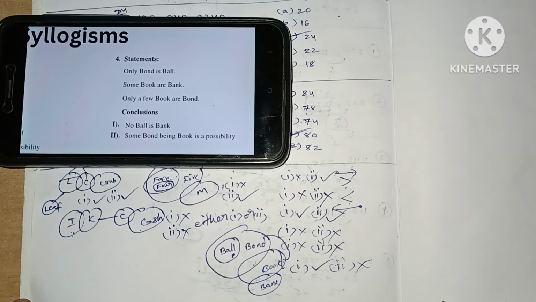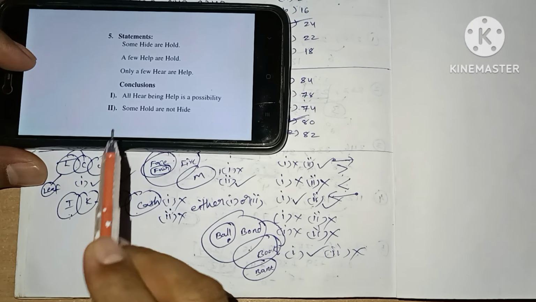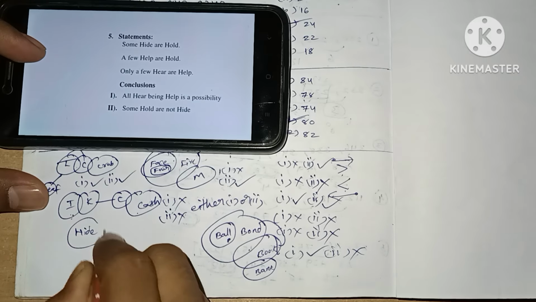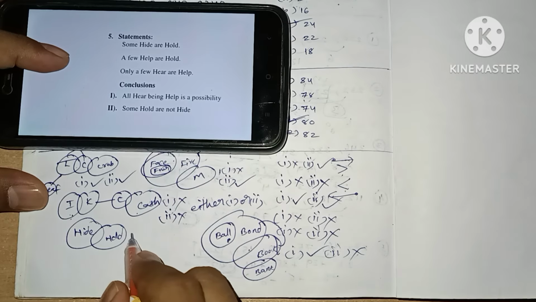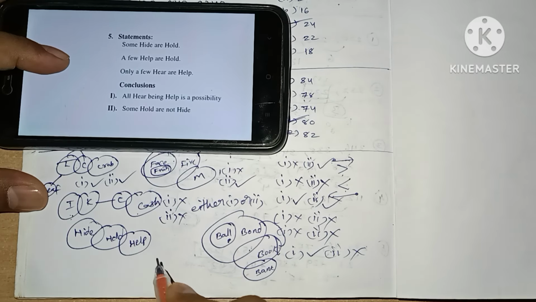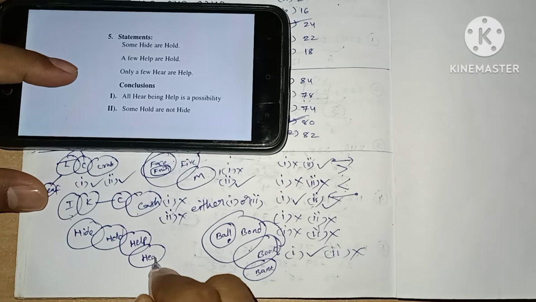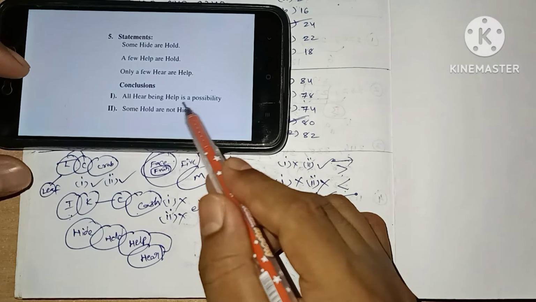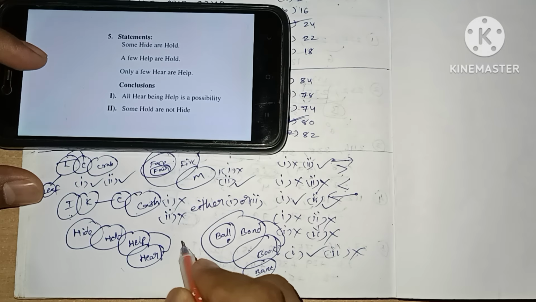Okay, now we are going to see question number 5. Some hides are hold. A few help or hold means some help or hold. Only a few here are help. Okay, let's see the conclusions. All here being help is a possibility. All here can be placed inside help. It is not possible because of this part. So the first conclusion will be false.